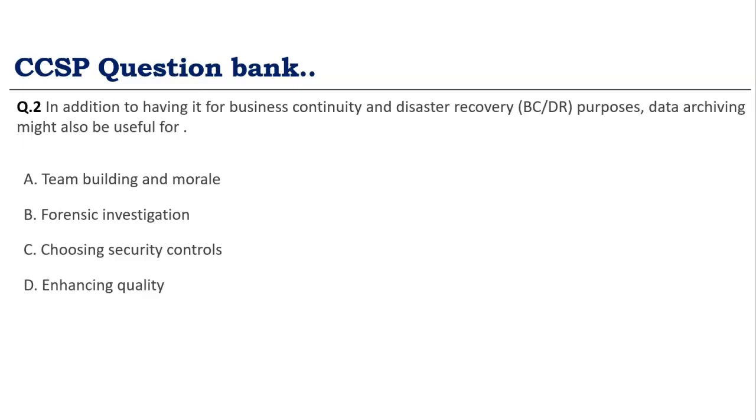The second one: in addition to having it for business continuity and disaster recovery, BCDR, purposes, data archiving might also be useful for what? This way CCSP merges a few topics together. We have seen BCDR planning in our previous videos, where we make data archives or backups so they can be retrieved when a loss has happened. But the same archived or backed-up data can be used for forensic investigation also. If any evidence needs to be collected and the crime happened, say, six months or a year before, at that time the data should be available in some archive or backup storage. That's why not only for BCDR purposes, data archives can be used for forensic purposes also.